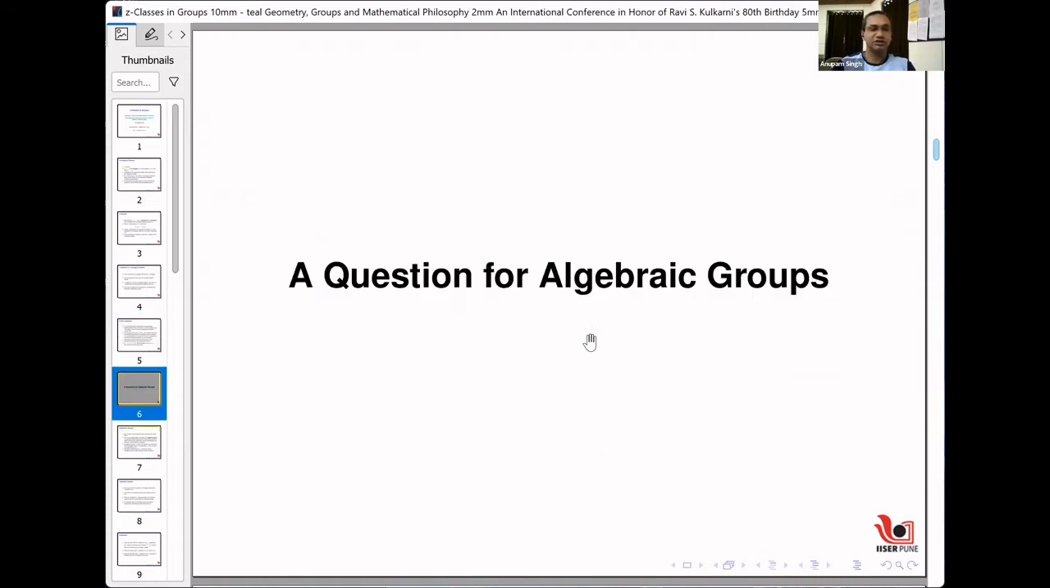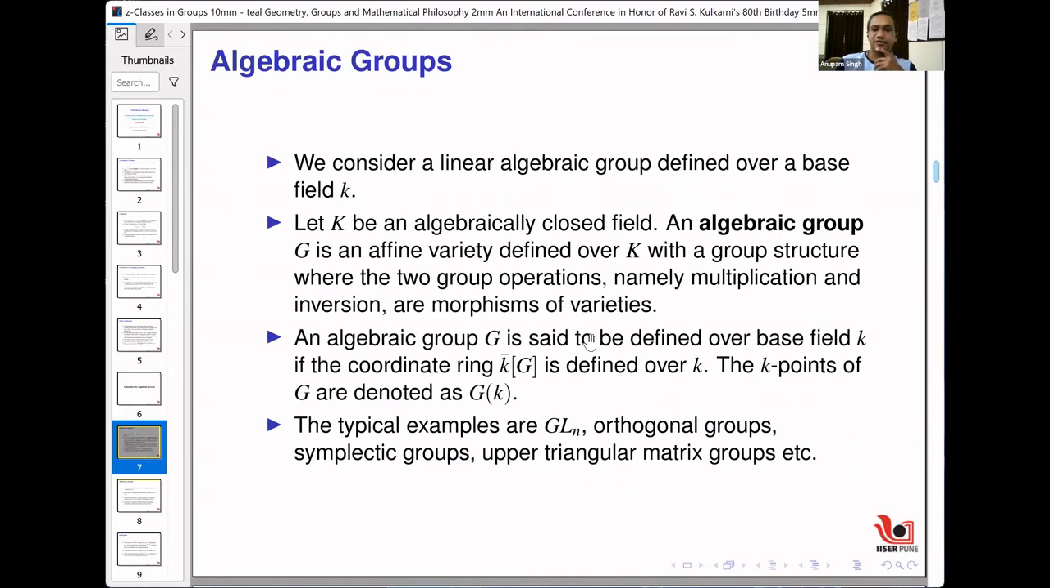Let's talk about this question for algebraic groups. That's what I am going to mention here. Let's quickly recall, I'm not going to give an exposition, but just for the sake of completeness, the definition of an algebraic group. So we consider a linear algebraic group defined over a base field k.